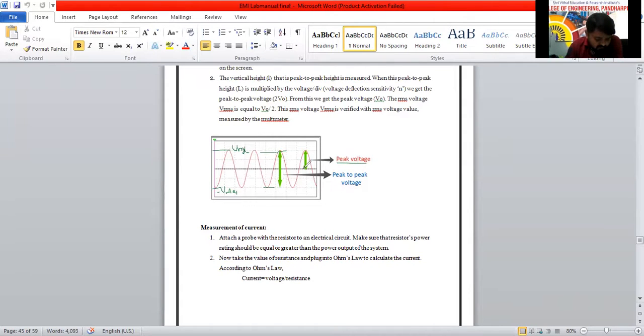So what is the formula for VRMS? All of you have studied it in the first year. VRMS equal to 1 by root 2 into Vmax, or VRMS equal to Vmax by root 2. Yes, you have studied this formula. The RMS value indicates the AC voltage. That is Vmax by root 2.